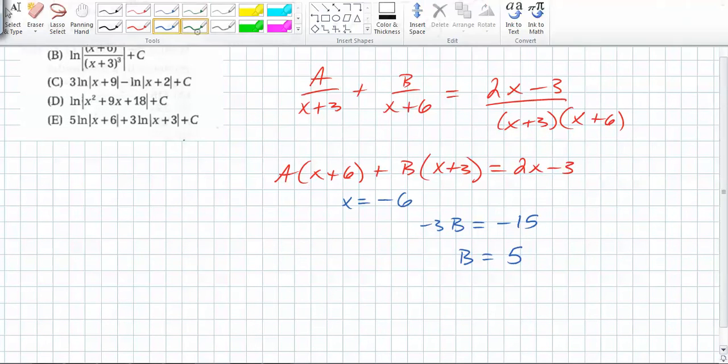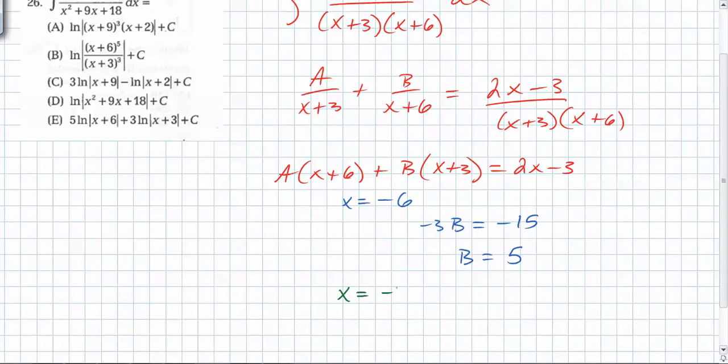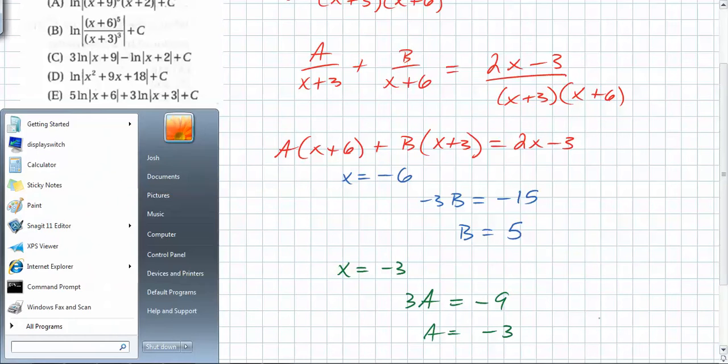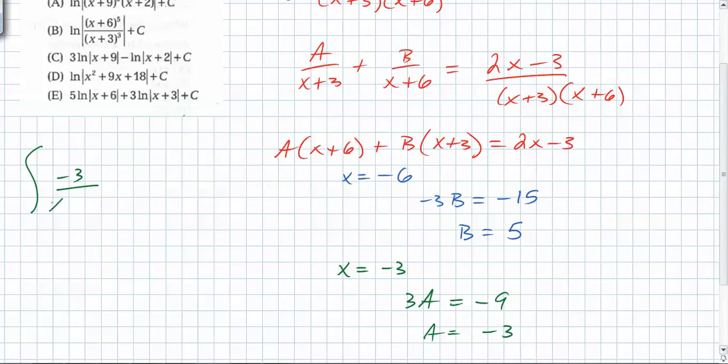And then, let's change it up here. So x equals what? How about negative 3? So we end up with 3 times A is equal to negative what? 3 times A is equal to negative 9. Yep. So A is equal to negative 3. Now we're just going to do the integral of negative 3 over x plus 3 plus 5 over x plus 6 dx.